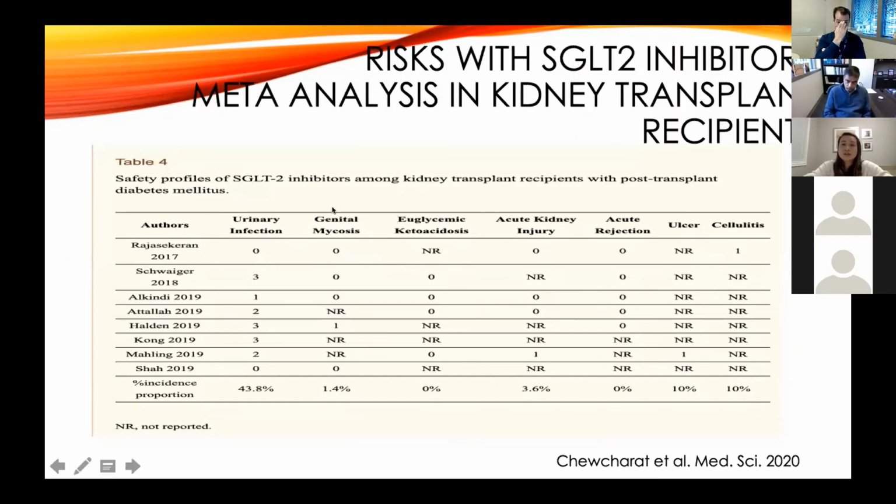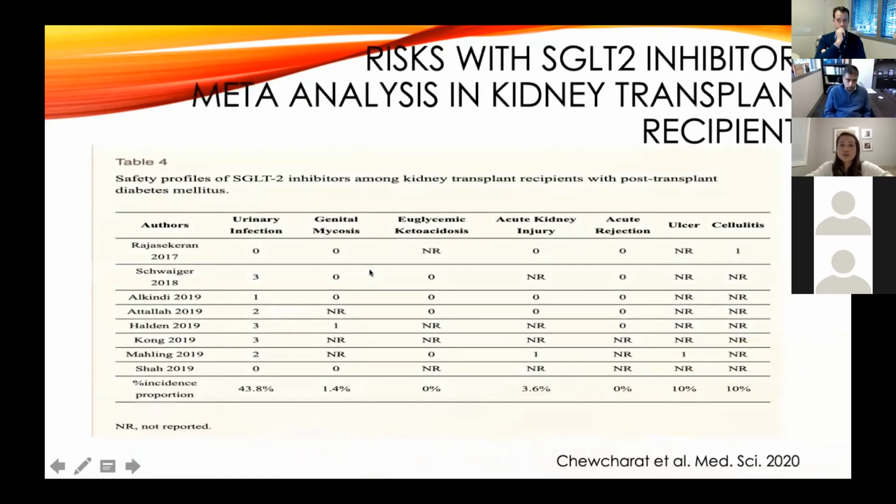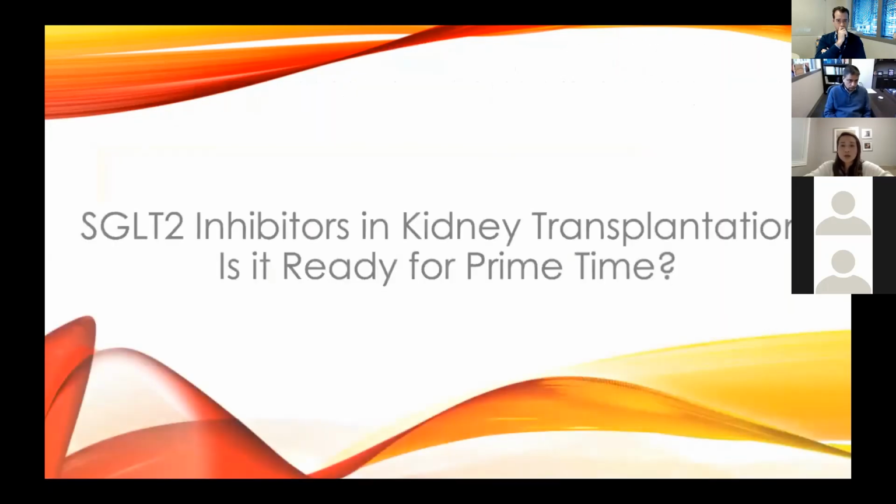Looking at a meta-analysis again of the transplant population, the only thing that stuck out was urinary tract infection at 43.8%. But in general, urinary tract infection, at least in the first year, is noted in about 36% of transplant patients. So are SGLT2 inhibitors ready for prime time? Sadly, no, because there is a lack of evidence, but I do think it's ready for a really good pilot for this.